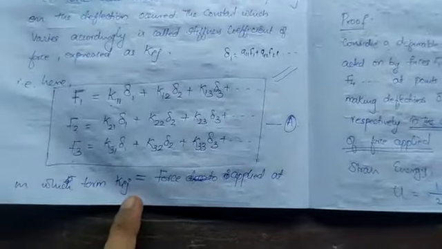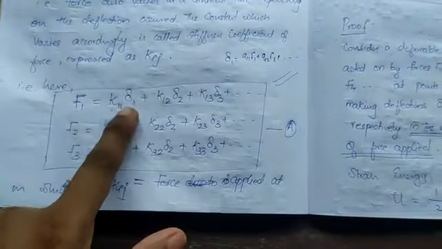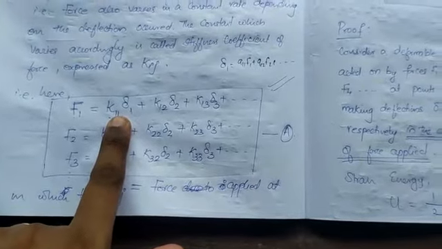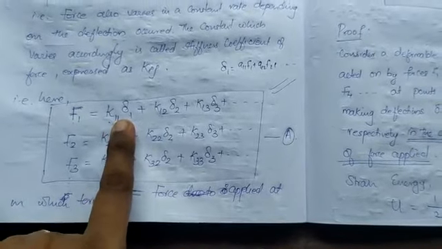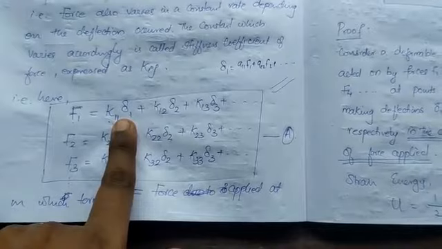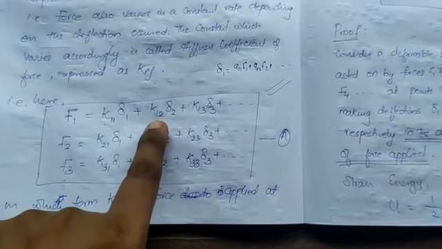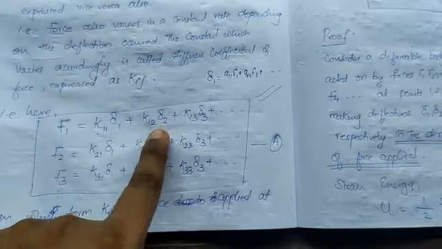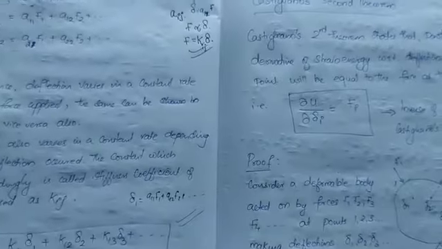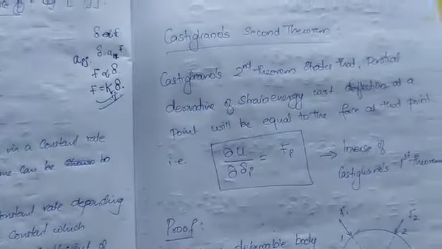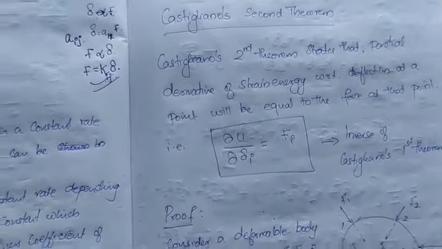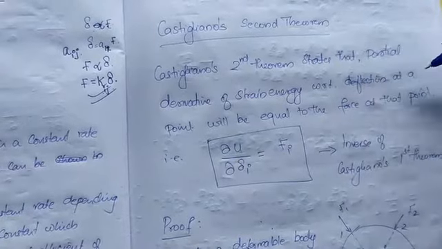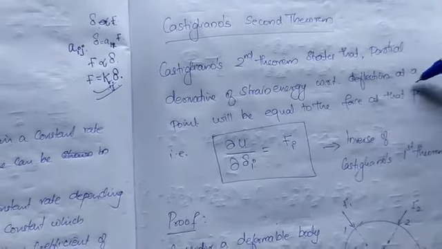So what is this Fij? It means a force applied at point 1 due to the deflection at J. And this is the force applied at point 1 due to the deflection at point J. So with this concept we will explain Castigliano's second theorem. It says that the partial derivative of strain energy with respect to deflection at a point will be equal to the force at that point.